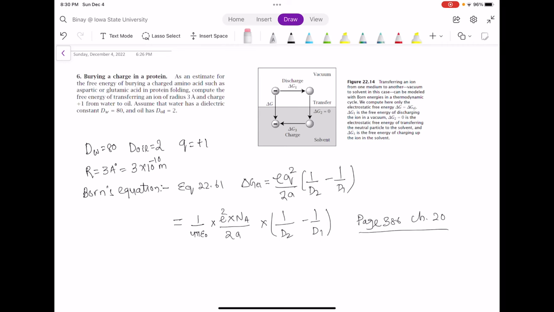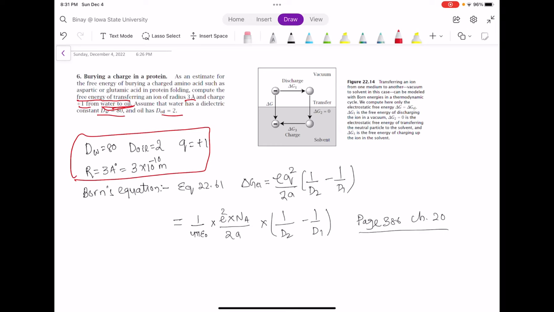The question says, as an estimate for the free energy of burying a charged amino acid such as aspartic or glutamic acid in a protein core, compute the free energy. You have to compute delta G for transferring an ion of radius 3 Angstrom, it is radius not diameter, of charge plus 1, so we'll assume there is one proton, from water to oil. So the medium is changing from water to oil, and the dielectric constants of water and oil are given. All the data I already wrote here, so we'll use this data.